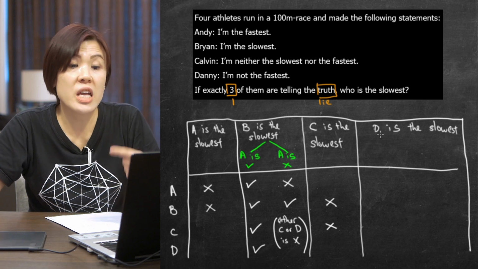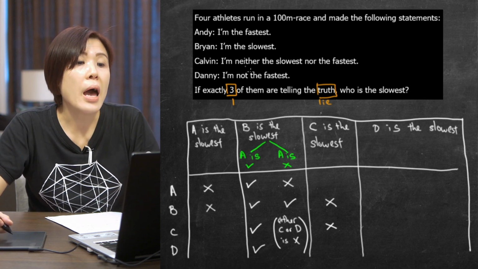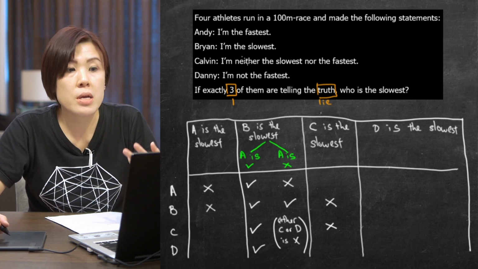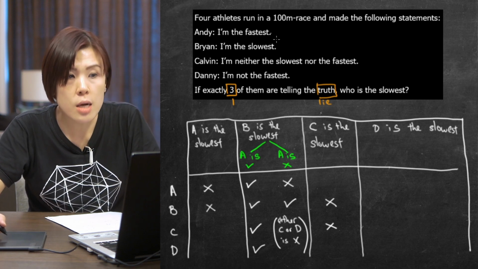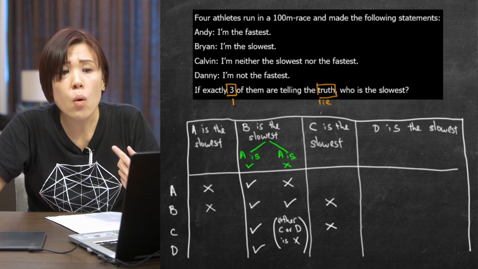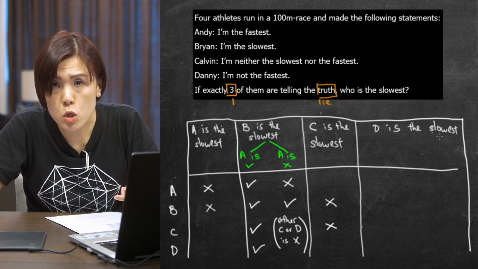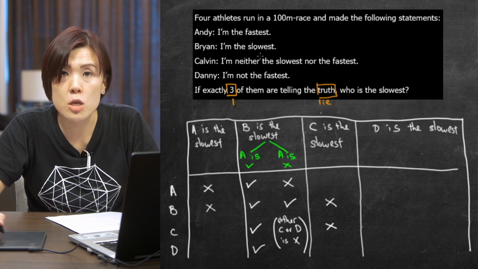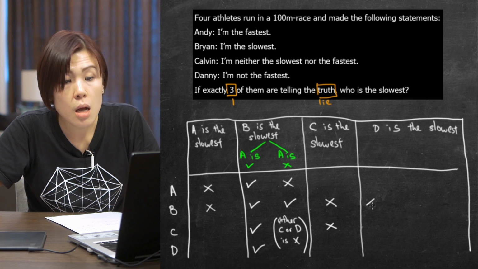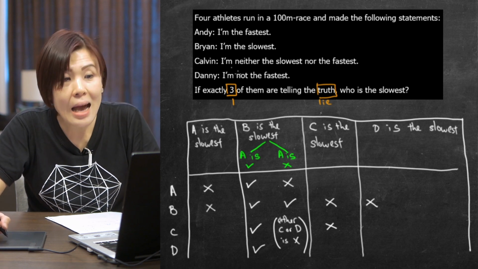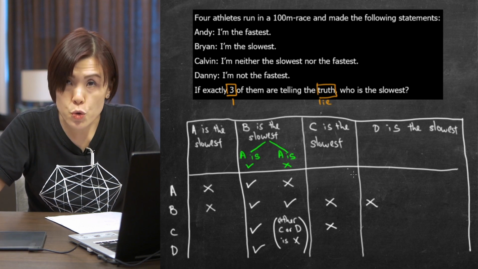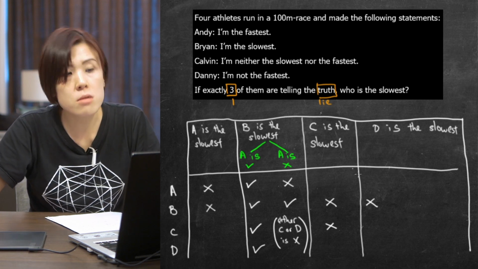Okay, so if Danny is the slowest and Andy says I am the fastest, again, it could be a lie, it could be true, we are not sure. And then Bryan says that I'm the slowest, but now our assumption is Danny is the slowest. But Bryan says that I'm the slowest, which means Bryan is telling a lie. And then Calvin says that I'm neither the slowest nor the fastest. So it could be true, it could be a lie.